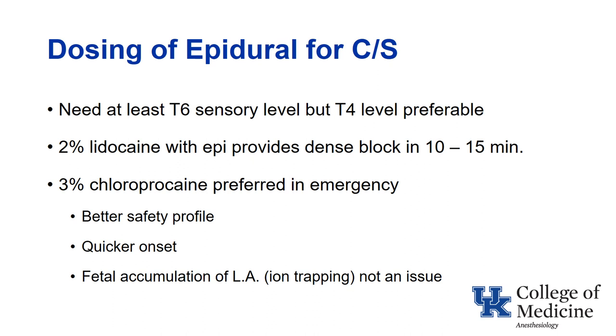Now, in an emergency, that may not be fast enough. And so in a stat cesarean delivery situation, we frequently prefer to use 3% chloroprocaine for a variety of reasons. Number one, it has a quicker onset, so you can have adequate anesthesia more quickly if you have a baby that is in distress. Secondly, it does have a better safety profile. It is metabolized by plasma cholinesterase.